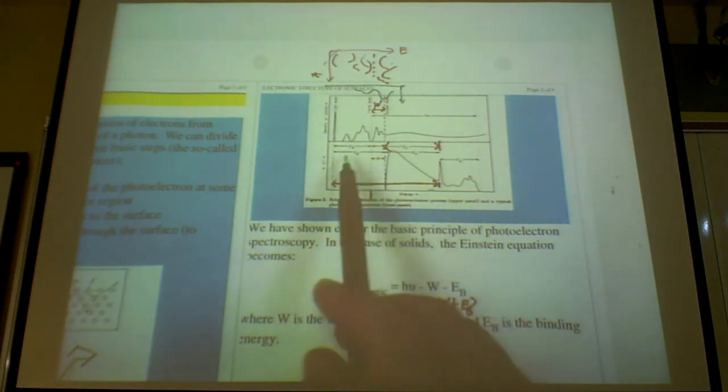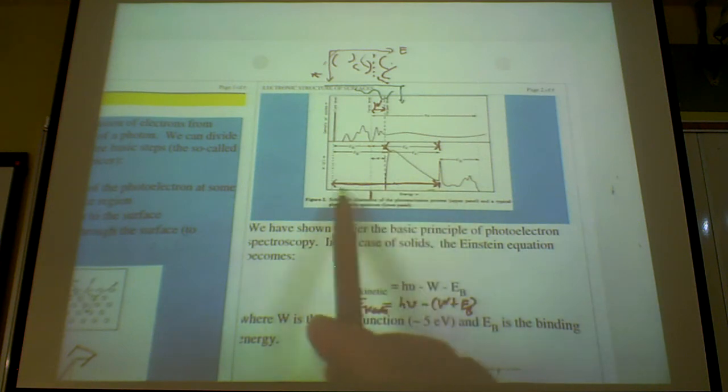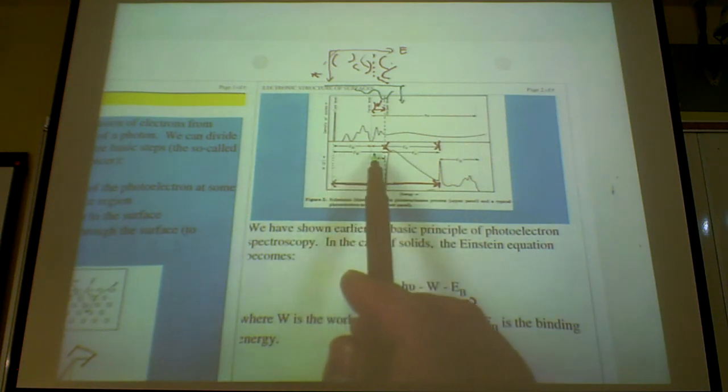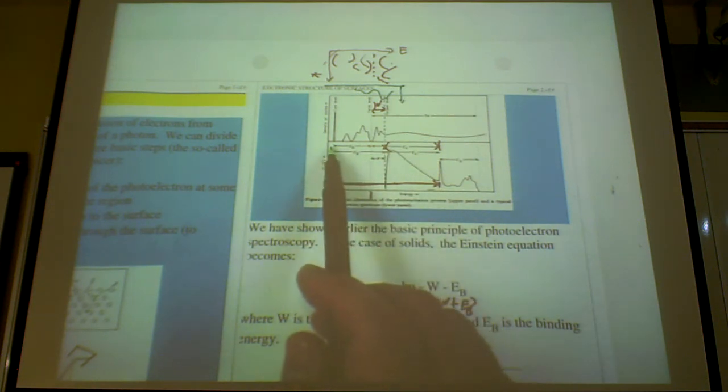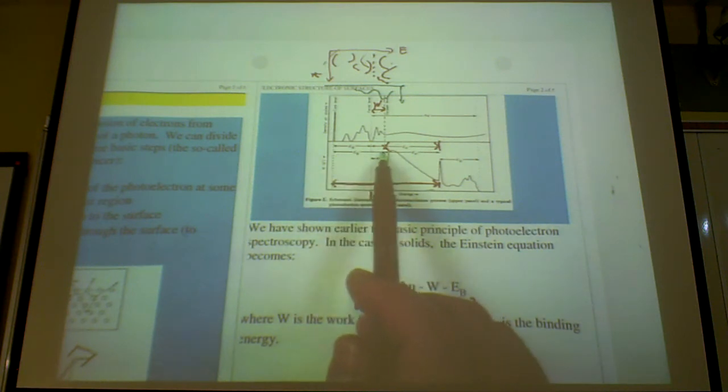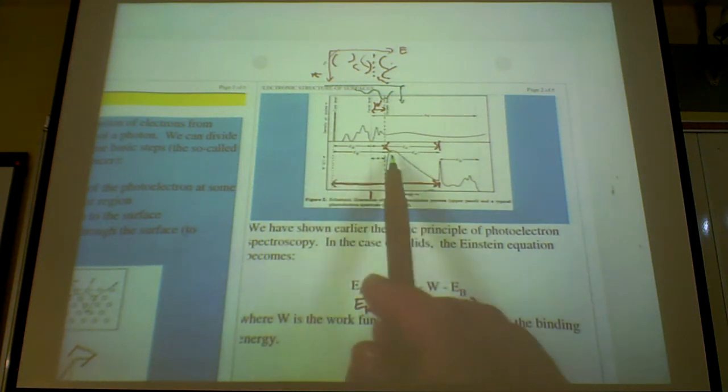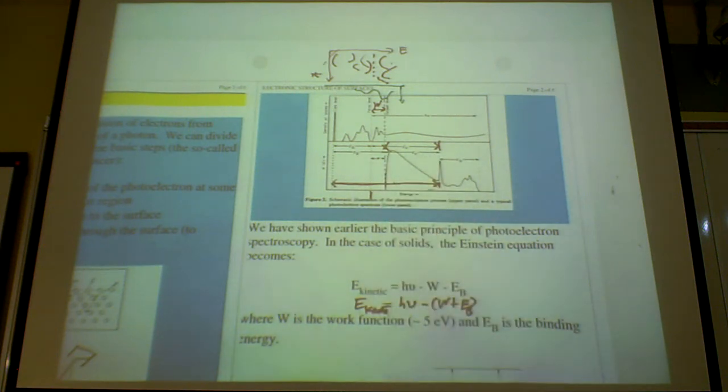All this structure we expose down here as kinetic energy. So this is the binding energy, as you see from here to here. This is my photon energy. This is my binding energy up to my free energy level. And then what's left is my kinetic energy. So this is my kinetic energy.